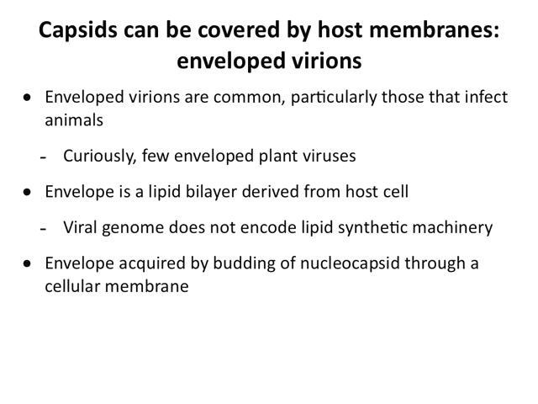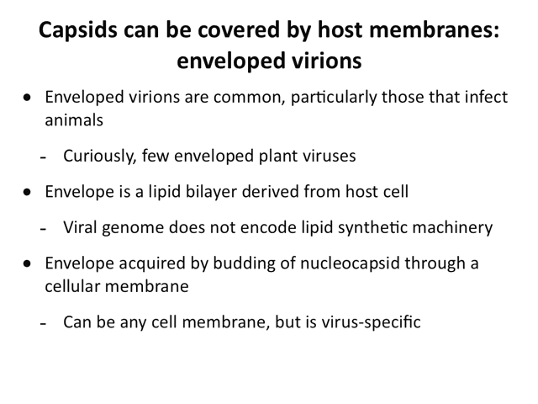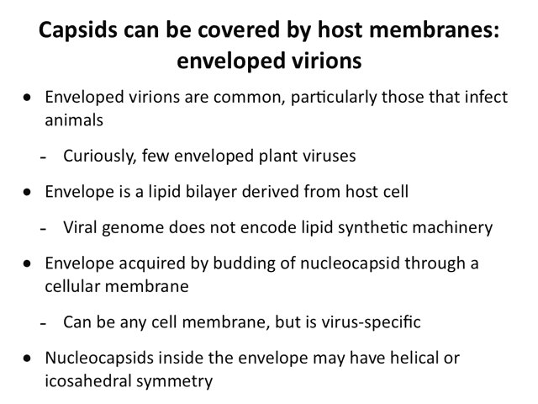It can be acquired by budding through a cellular membrane, and it can be almost every membrane in the cell. It can be a nuclear membrane, can be a plasma membrane, but it's always virus specific. So the influenza viruses always bud from the plasma membrane, and the herpes viruses bud from the nuclear membrane. Can also be other membranes in the cell as well.